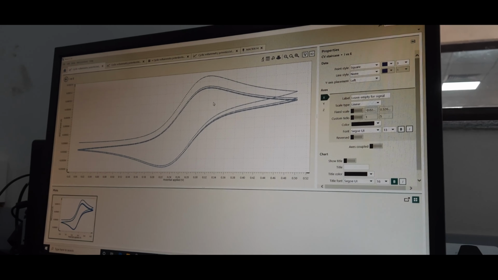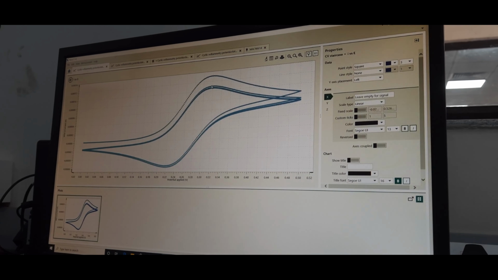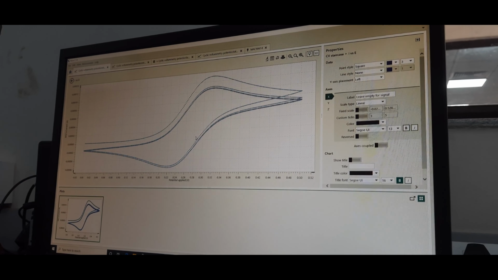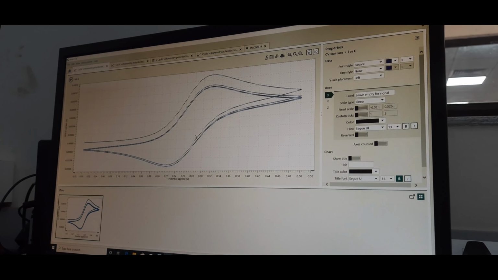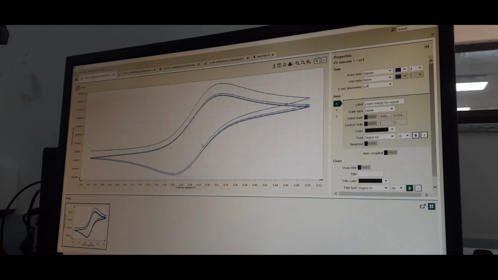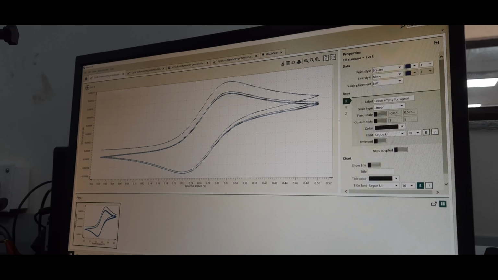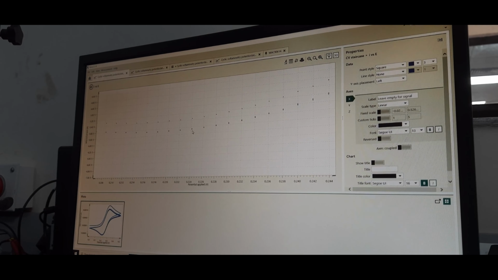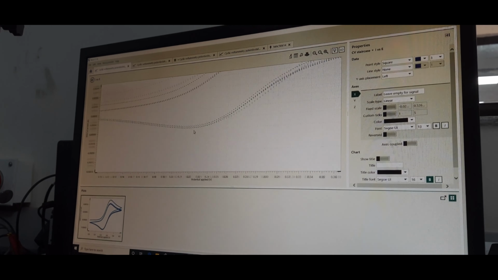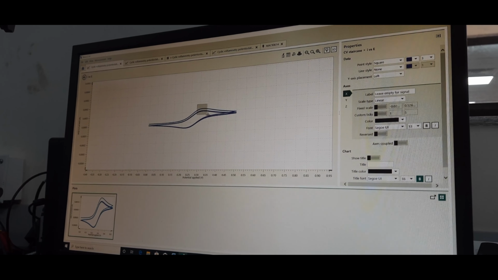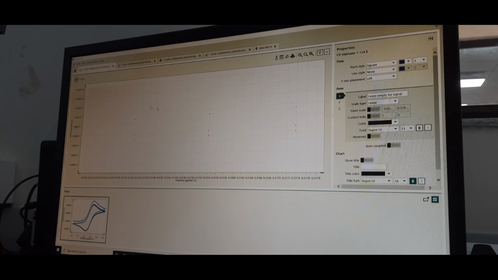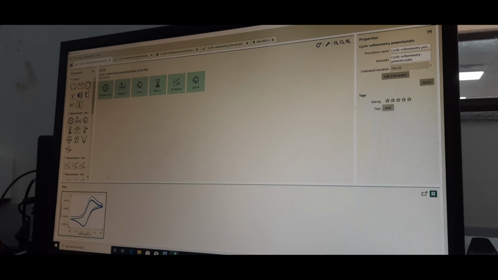Third thing I told you: take the peak potentials here, take the difference, and equate it to 0.059 divided by n. That will give you the number of electrons transferred. I will show you how to do that. Suppose the peak potential is 0.224 here, and this peak potential is almost 0.316. 0.224 minus 0.316, how much?